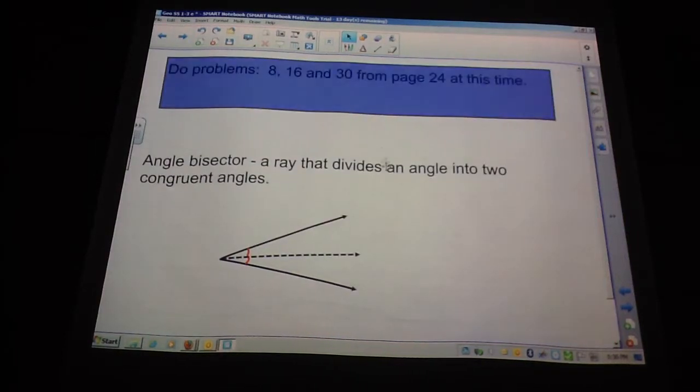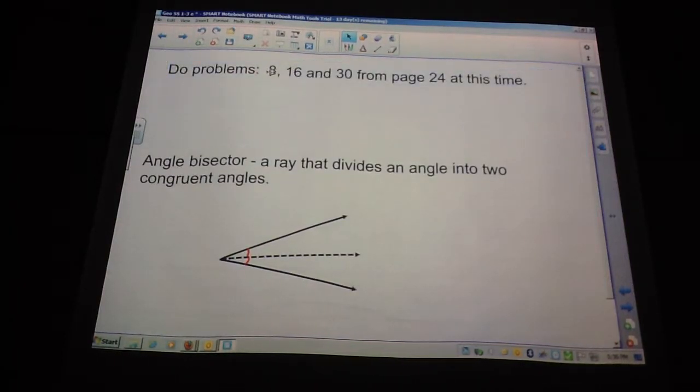Alright, at this time I want you to go ahead and pause the video and do problems 8, 16, and 30 from page 24, and then restart the video when you're done with that.